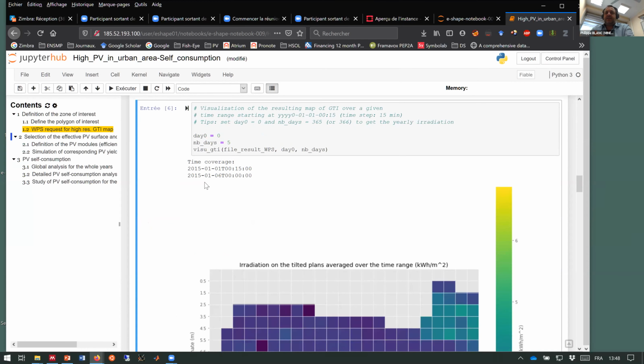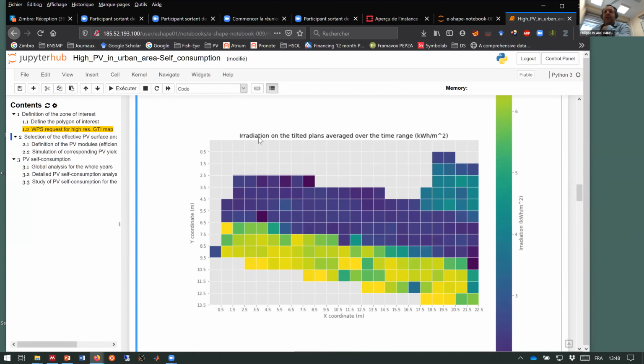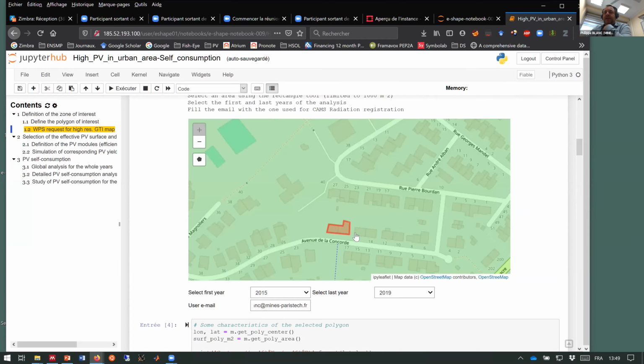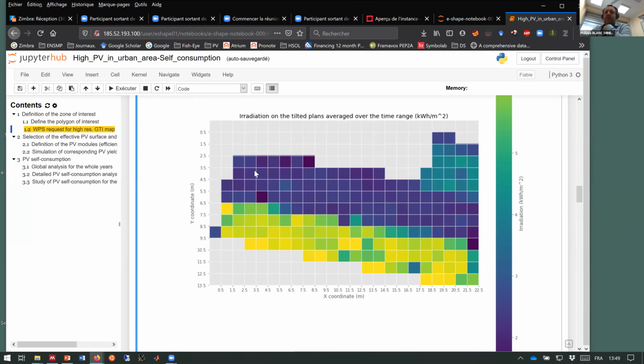So I have something that is between these two dates, right? And I have the first image providing you with the irradiation on the tilted plane with 1 square meter patches over the time range, expressed in kilowatt-hour per square meter. So we can see the shape of the polygon that has been selected here. Each square corresponds to 1 square meter of irradiation integrated over 5 days.